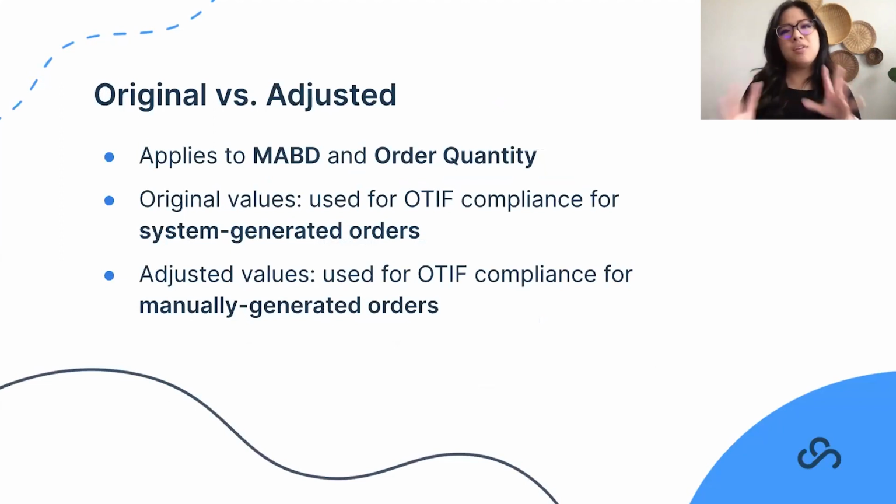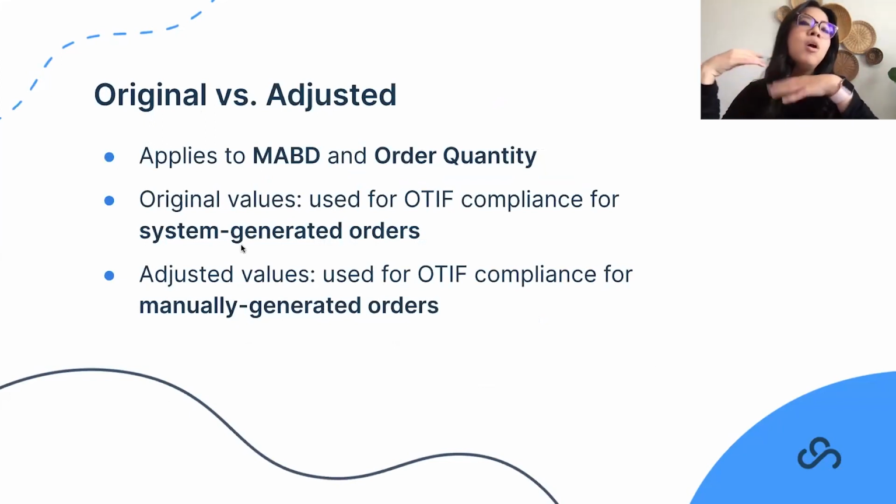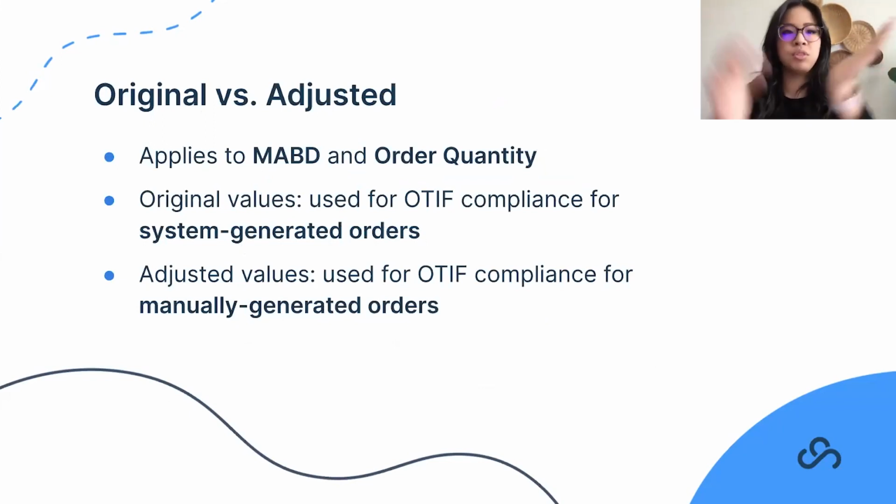A couple of quirks that we like to call out around the MABD program or OTIF program are two things. First is around the original versus adjusted MABDs. You may from time to time see original and adjusted MABDs, and you may go, okay, which one am I technically accountable for? If it is a system generated order, meaning you are in regular replenishment with Walmart and they just cut their regular weekly orders with you, Walmart will hold you accountable for the original values.